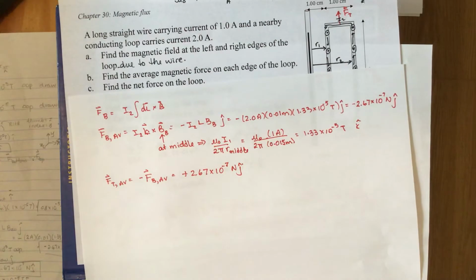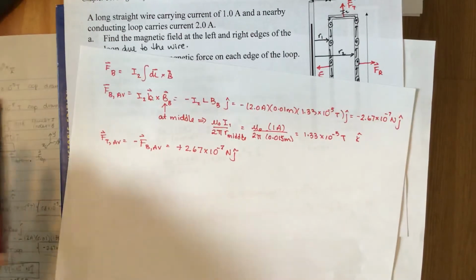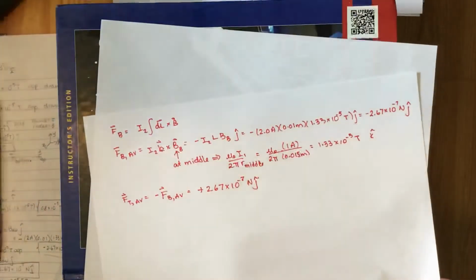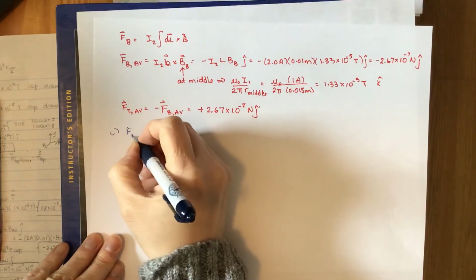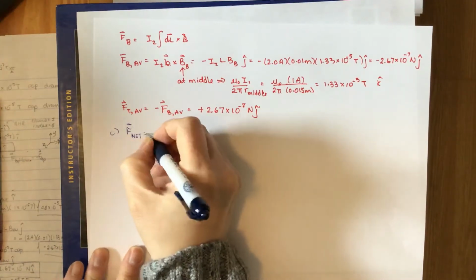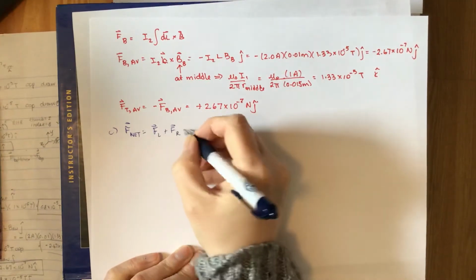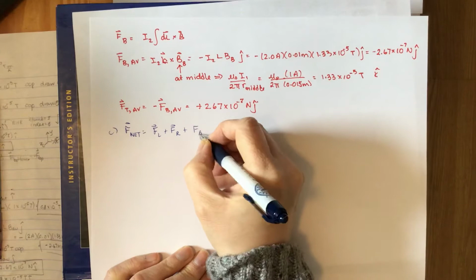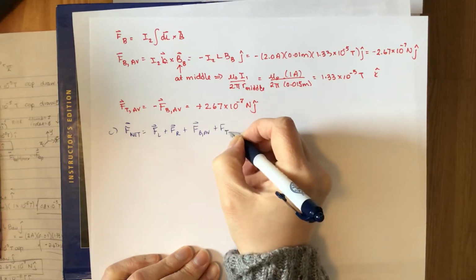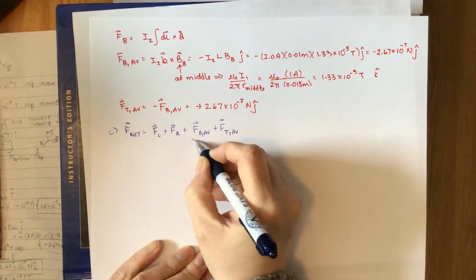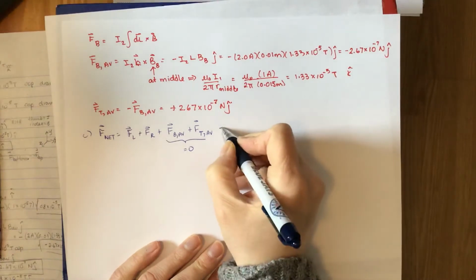Part C, find the net force on the loop. So the net force is going to be the sum of all the forces we've found so far. So part C, F net is going to be the force on the left plus the force on the right plus the force on the bottom plus the force on the top. We know right off the bat that those guys give you 0. They're equal and opposite, so I'm not even going to write those down.